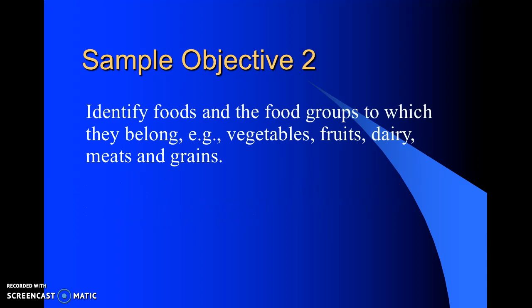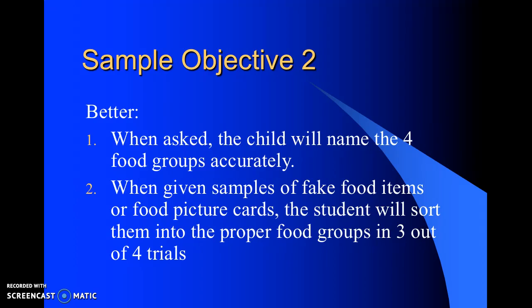Look at this objective. What necessary parts are here and which are missing? Stop the video and see if you can figure it out for yourself. Okay, the condition is missing. Who is missing? How success will be measured is missing. In addition, the child must do 2 things. Identify the food groups and then sort them. That should be written as 2 separate objectives.